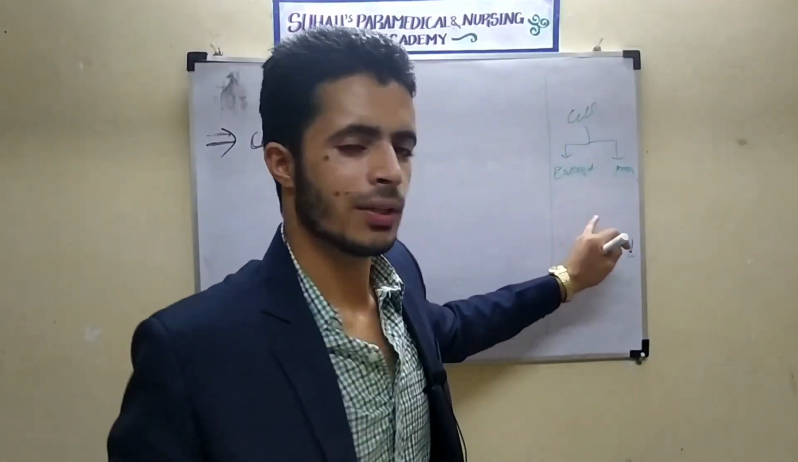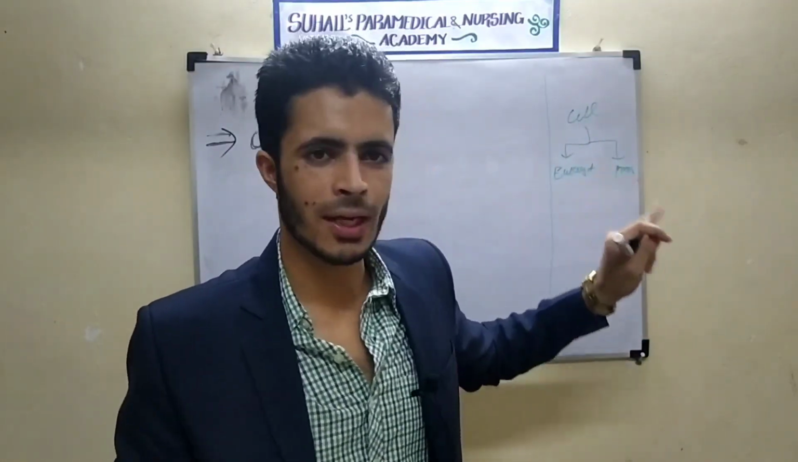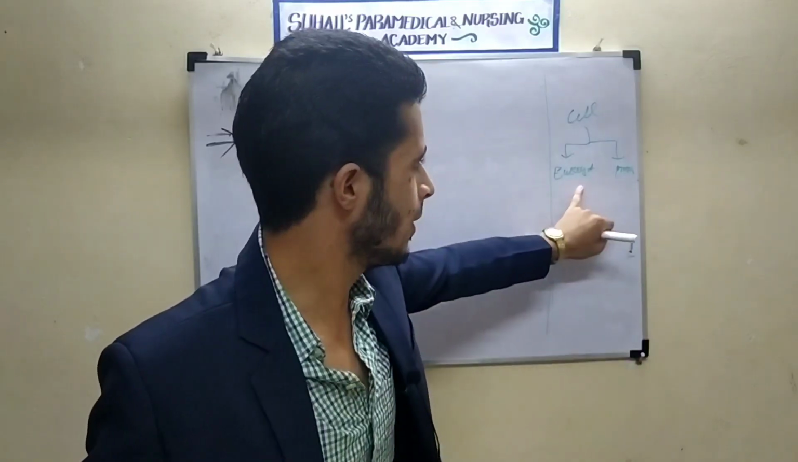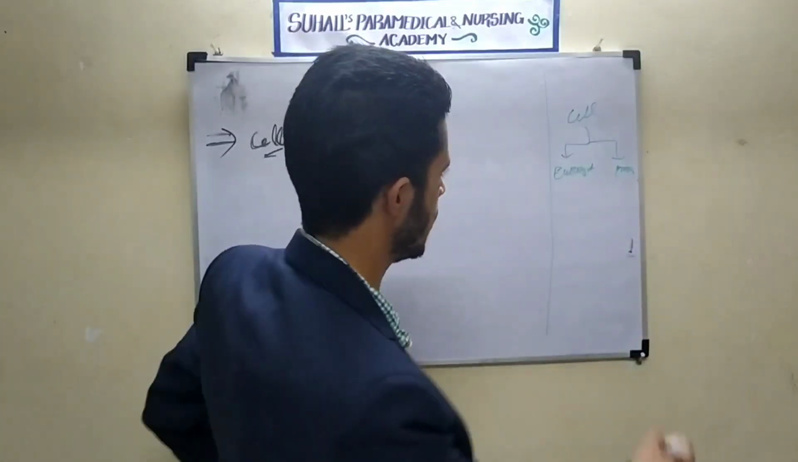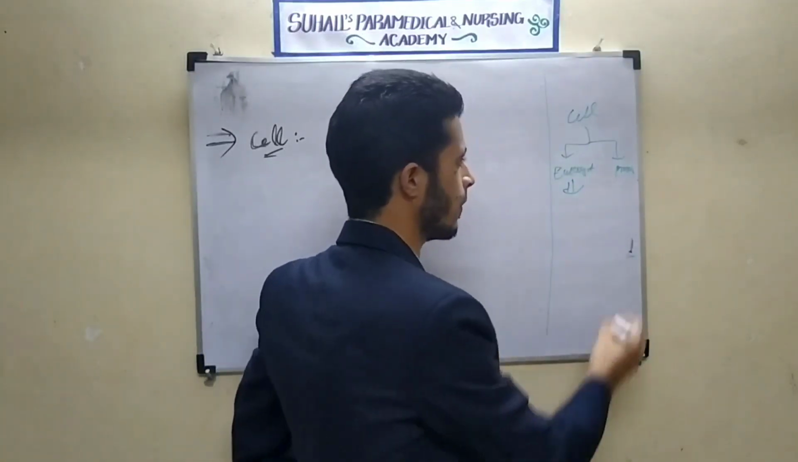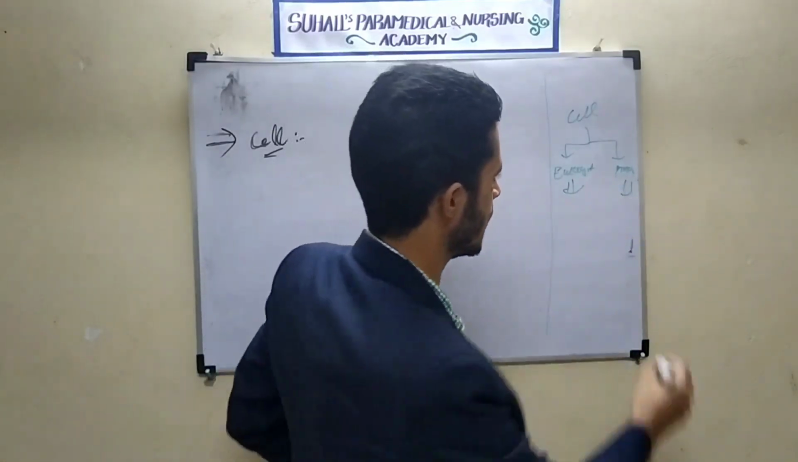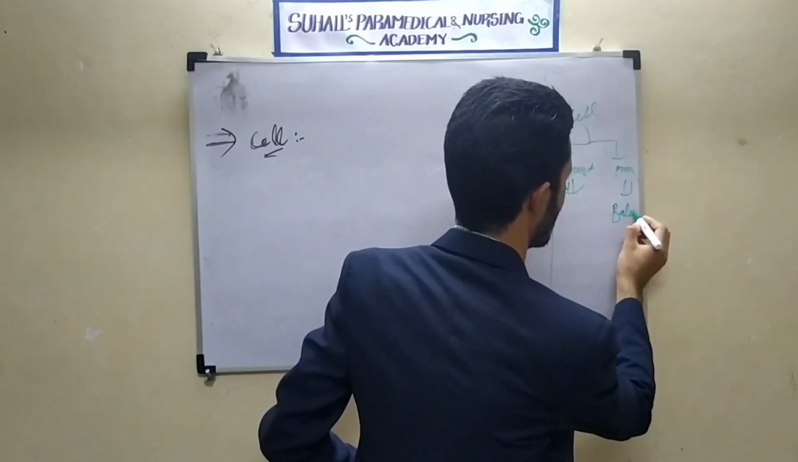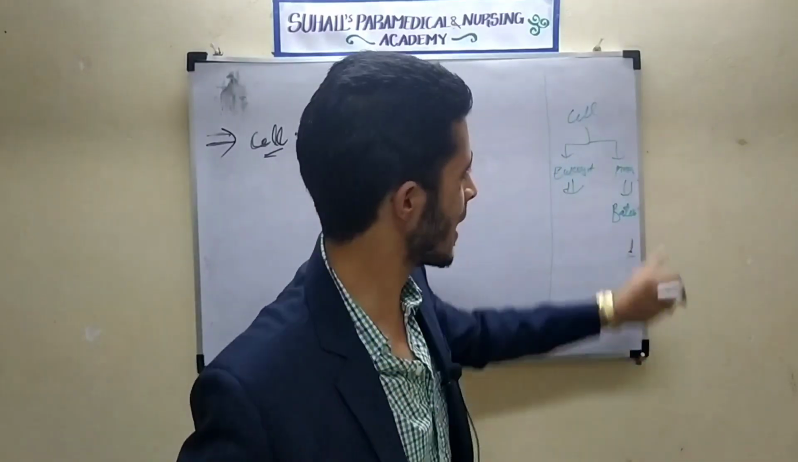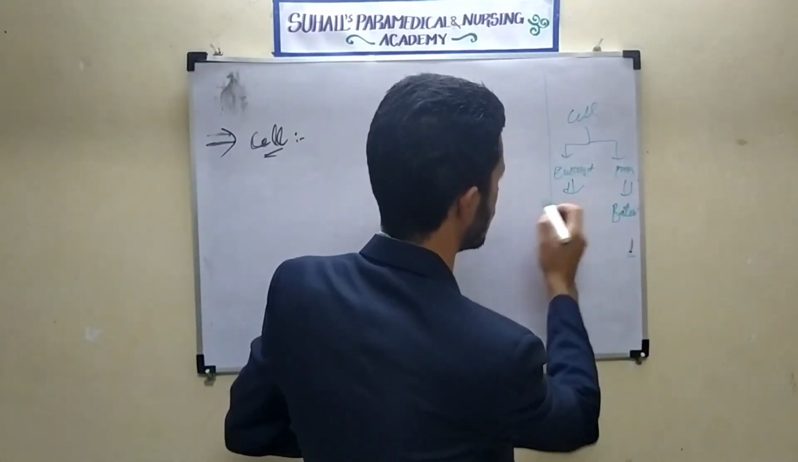Prokaryotic cell, or there is one more, that is mesokaryotic, but we will not go into the depth. We will tell about eukaryotic and prokaryotic. Remember where eukaryotic is found and where prokaryotic is found? Prokaryotic cell is found in bacteria. Kingdom Monera has prokaryotic cells, and we will go into the eukaryotes.